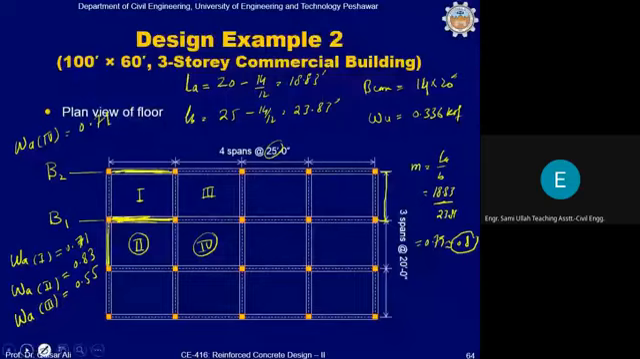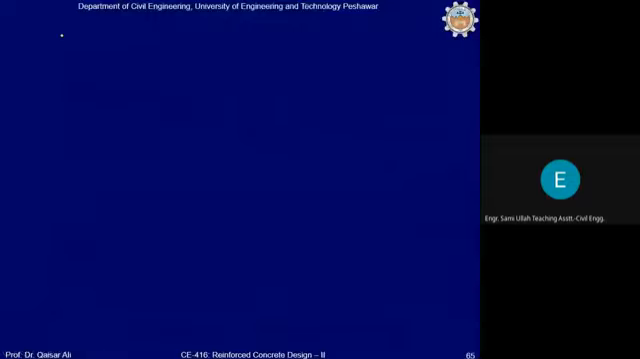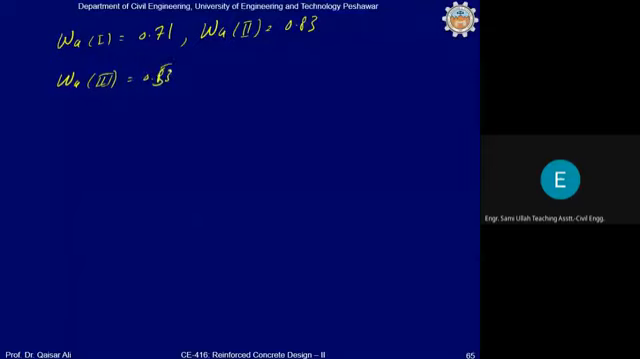Now we can write all these coefficients here. WA for panel 1 was equal to 0.71. WA for panel 2, it was equal to 0.83. WA for panel 3, it was equal to 0.55. And WA for panel 4, again it was equal to 0.71. Correct?